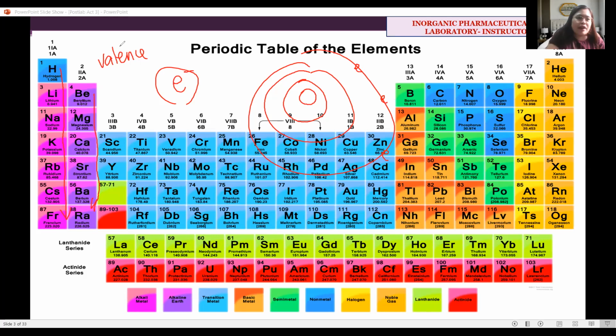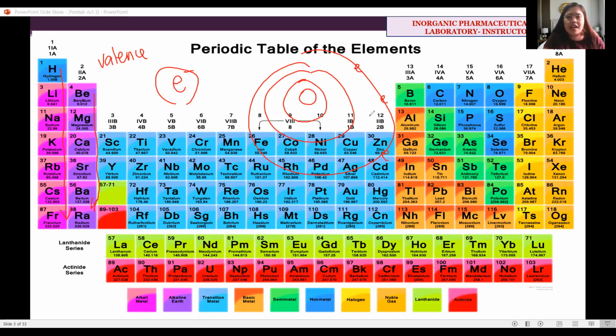And again, pag unsang group sila na belong, like group 1A, ang meaning ana, they only have one valence electron in their outermost shell. And pasunod na siya. If they belong to group 2A, they also have two valence electrons in the outermost shell.